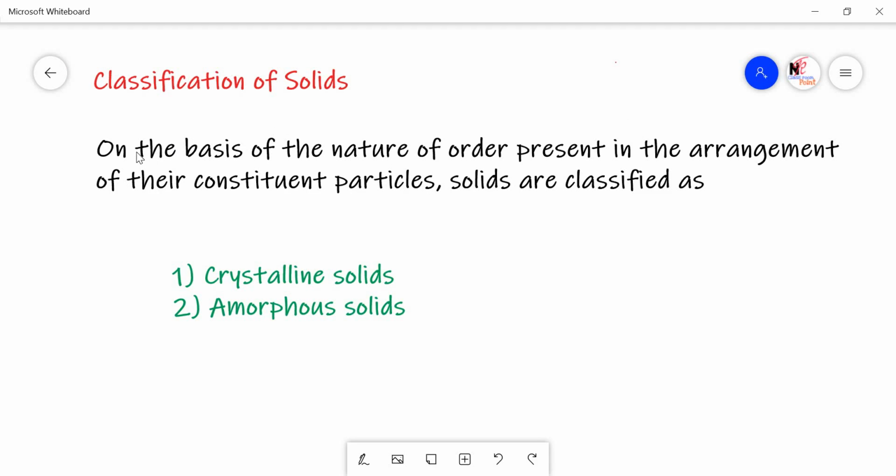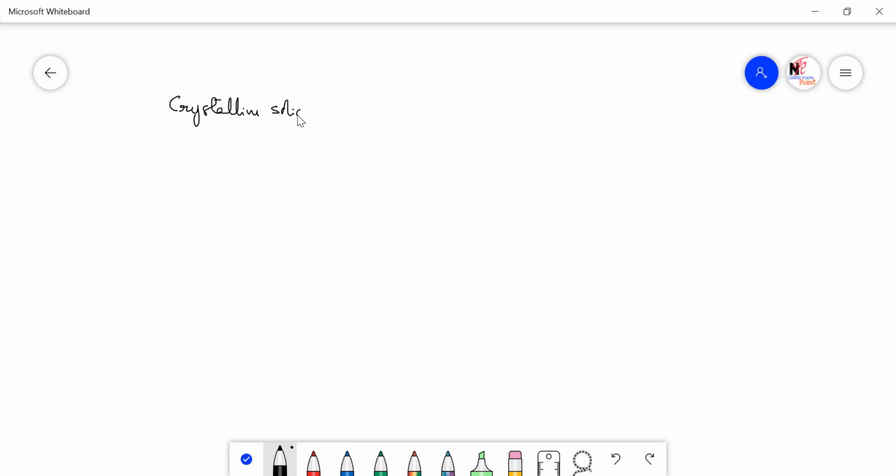So this is the classification of the solids. Solids are classified into two categories, namely crystalline solids and amorphous solids, based on the nature of the order of the arrangement of the particles, means whether the particles are arranged in a regular pattern or irregular pattern. So based on the type of the arrangement of the particles, the solids have been classified into these categories. So let us see the first one, crystalline solids. In case of crystalline solids, the particles are arranged in the regular pattern.